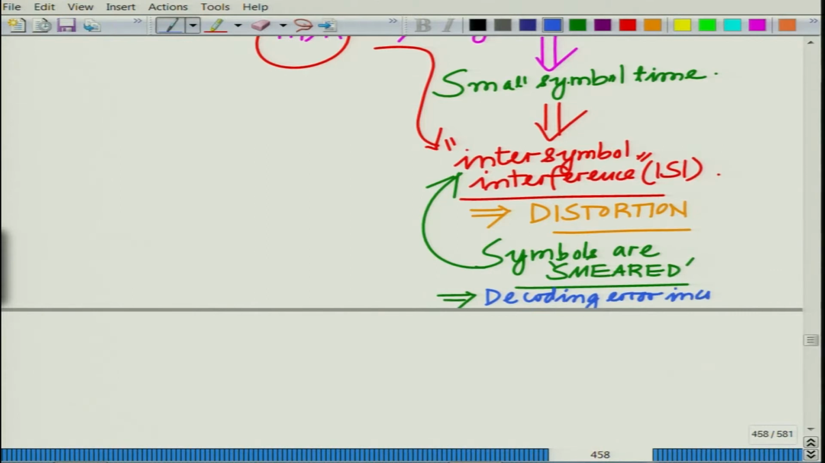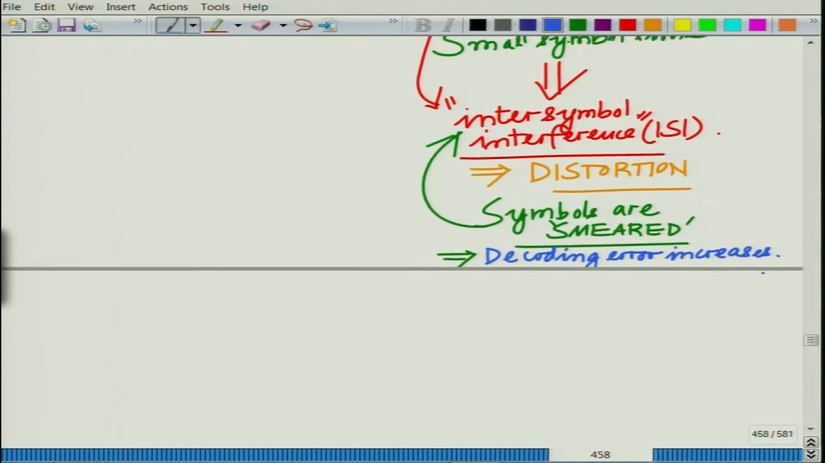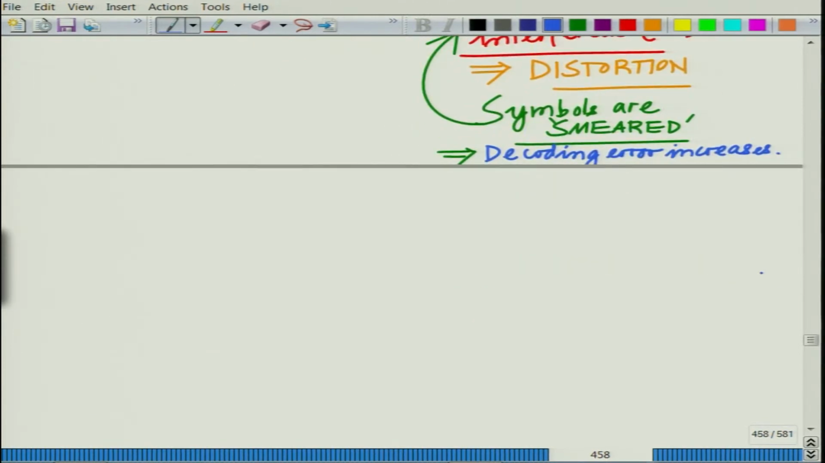Or the decoding error increases, right. Now, how to avoid this? OFDM does precisely that. OFDM is a strategy to overcome this. So, to put it in a nutshell, OFDM is a strategy that enables high data rate transmission without intersymbol interference, and therefore there is no distortion, and therefore it makes reliable transmission with high data rate possible.